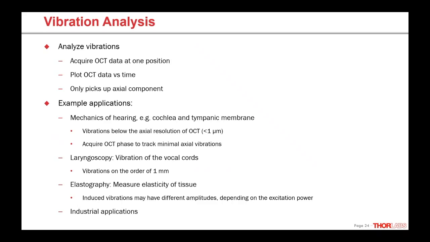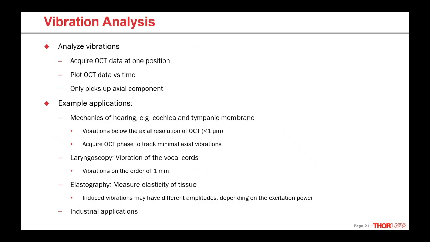One is what is often referred to as the mechanics of hearing. For example, imaging and then analyzing vibrations in the cochlea and tympanic membrane. And here, researchers are usually interested in vibrations that are below the resolution limit of OCT, so much smaller than 1 micron. But by looking at the OCT phase, one can still track these minimum axial vibrations. Then there's laryngoscopy, the vibration of vocal cords. And here you have vibrations on the order of hundreds of microns or even millimeter.